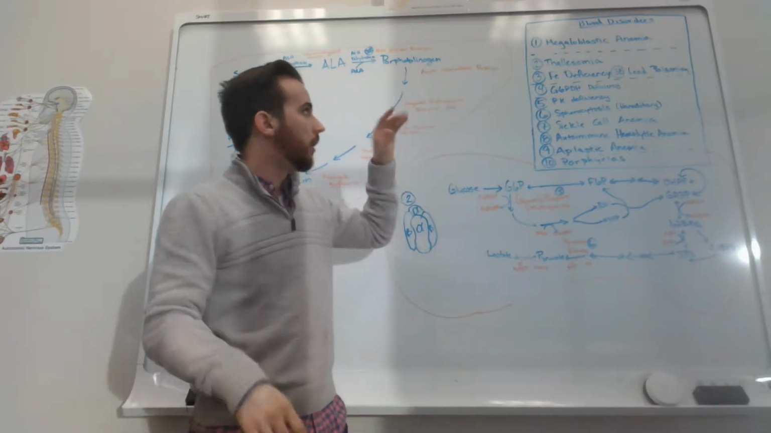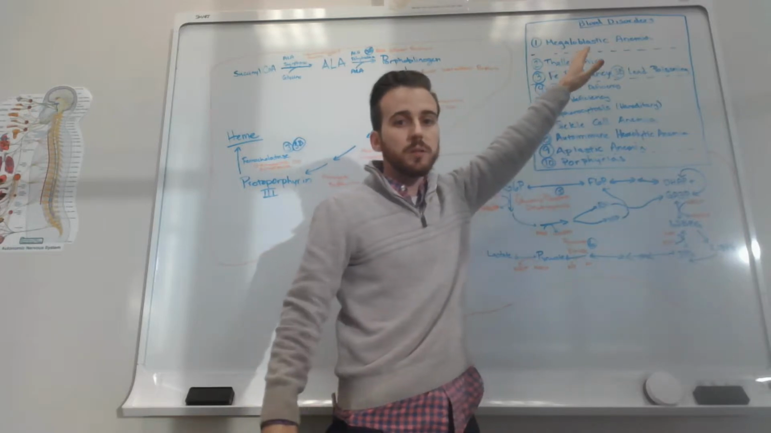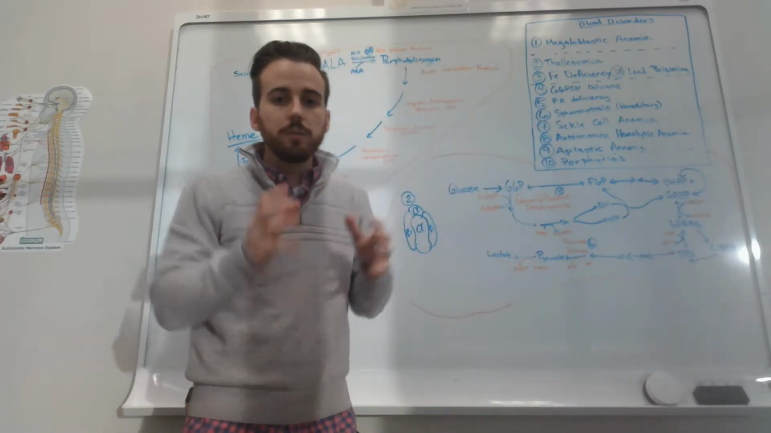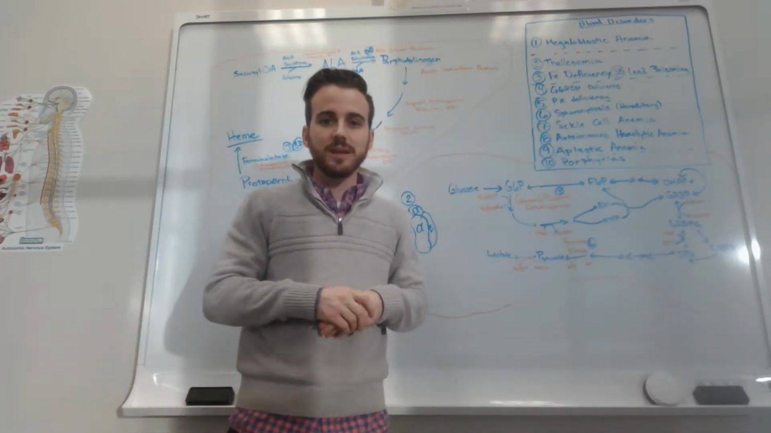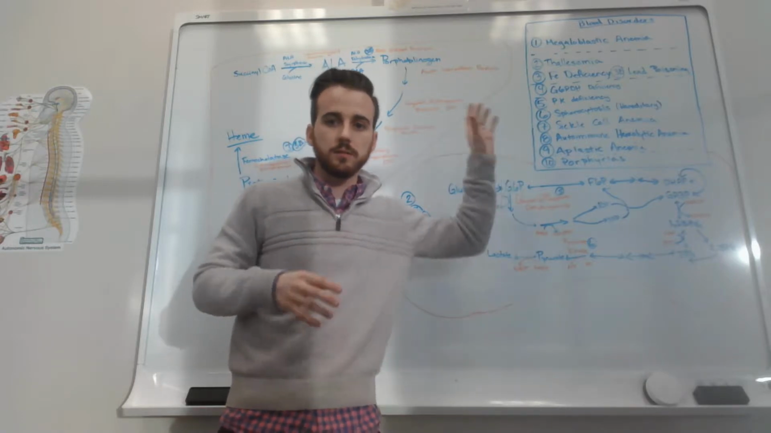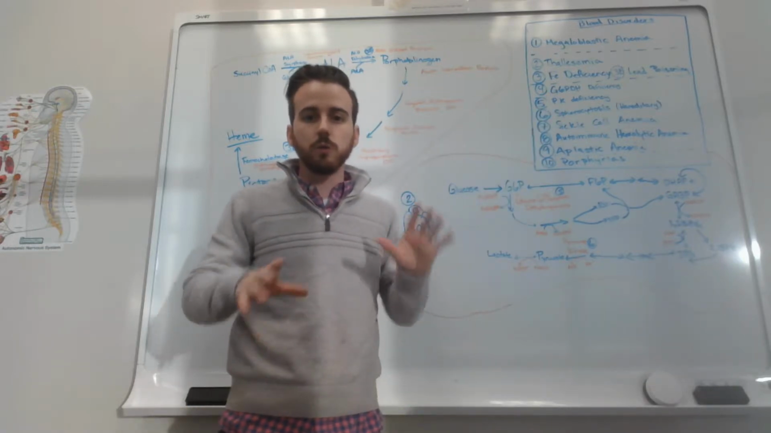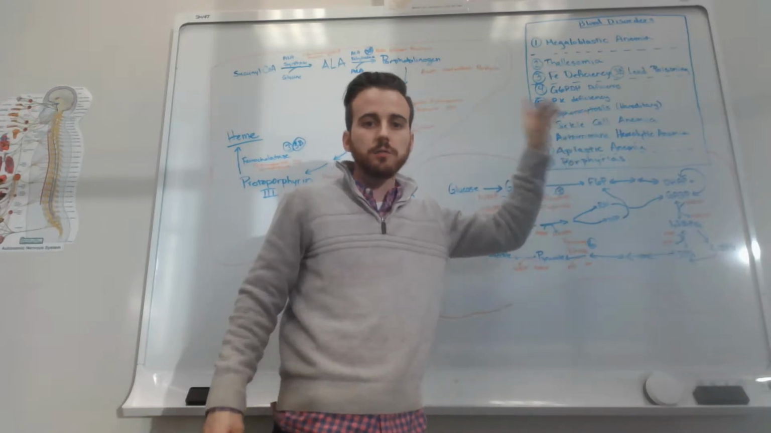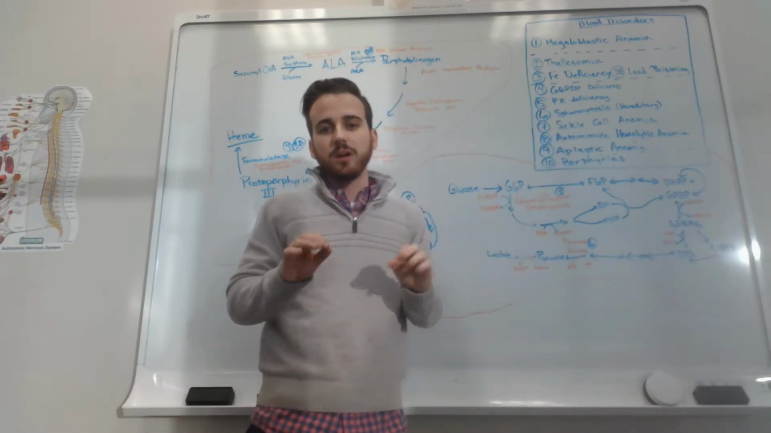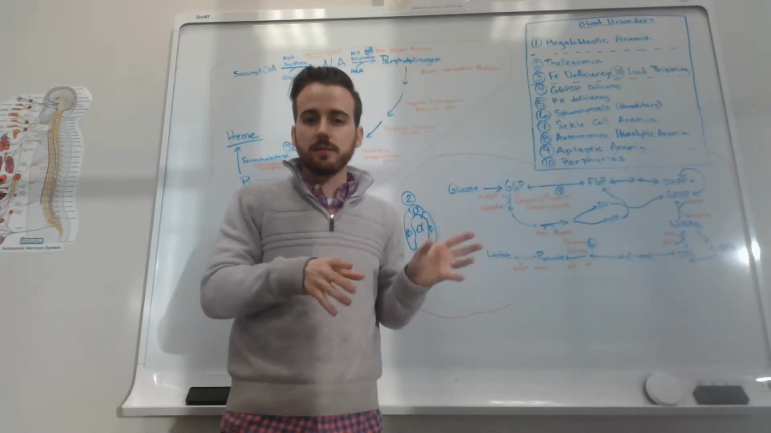Let's go ahead and dive in. Our very first one that we're going to talk about is megaloblastic anemia. Megaloblastic anemia is a macrocytic anemia, which again means that the red blood cells will be larger than normal. And the reason for that is the cause for megaloblastic anemia is actually impairment of DNA synthesis.